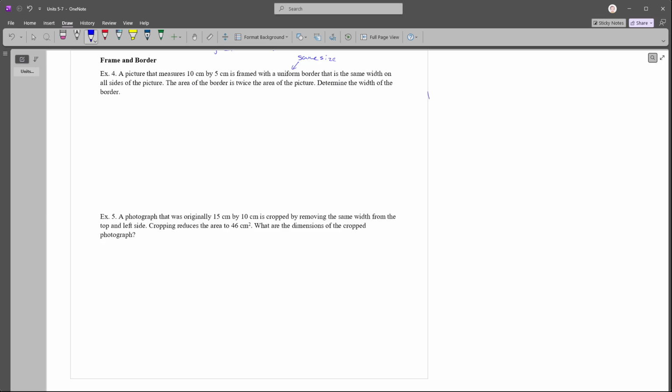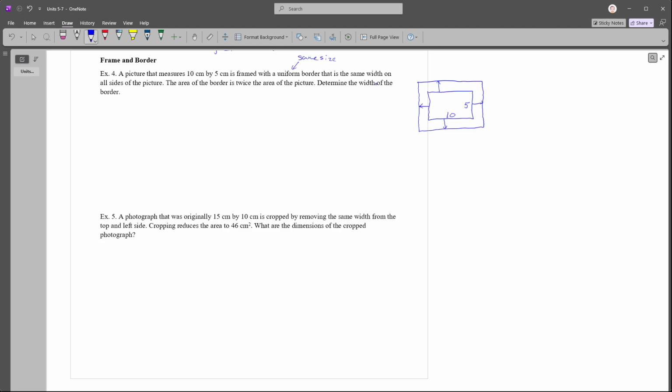Let's say 10 centimeters and 5 centimeters. Actually, let me draw that inside. There we go. This is going to be 10 centimeters and this is going to be 5 centimeters. Awesome. But it says here that it is framed by a border, a uniform border, which means it's the exact same width the entire way around. So this width is the same as this width, which is the same as this width, which is the same as this width. They're all the same.